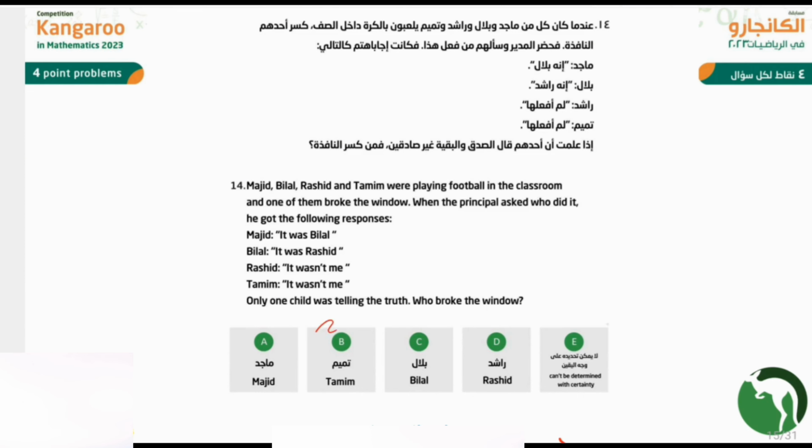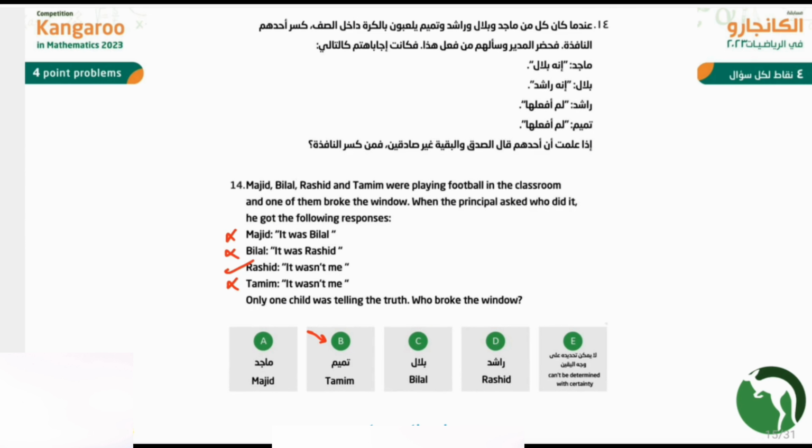Now if we assume that Tamim is the guilty one, then Majid saying it was Bilal is lying. Bilal saying it was Rashid is also lying. Rashid saying it wasn't me is telling the truth. Tamim saying it wasn't me is lying. So here we have only one truth teller, so B is the correct answer.